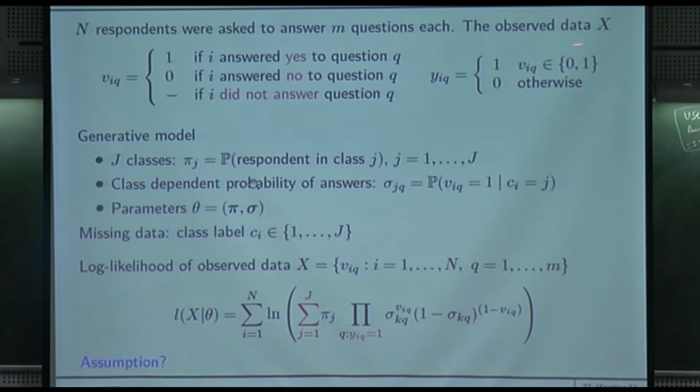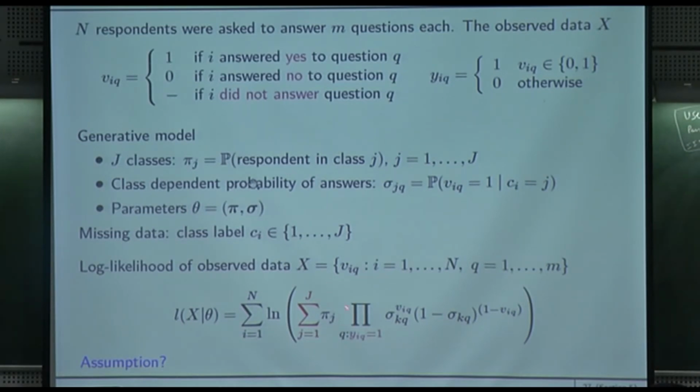X is the observed data, which is either 1 or 0 or nothing. So V_iq, i goes from 1 through n, q goes from 1 through m. There are m questions, there are n respondents, that's the data. It could take value 0, 1 or nothing. So what have I done over here? I'm looking at the probability for each particular customer. I sum over the class probabilities, sum of j going from 1 through capital J, pi_j.